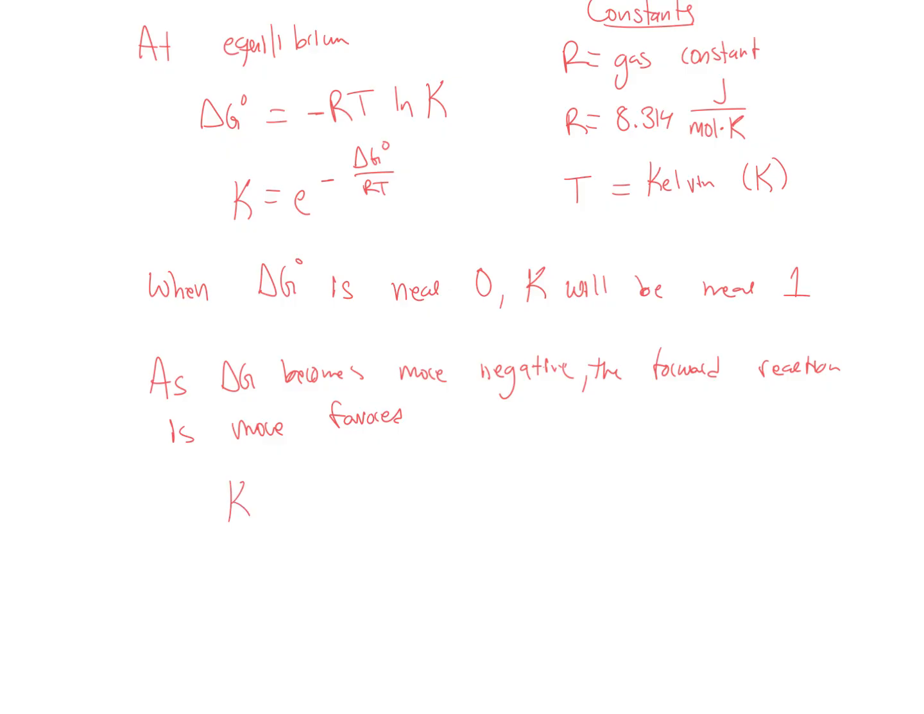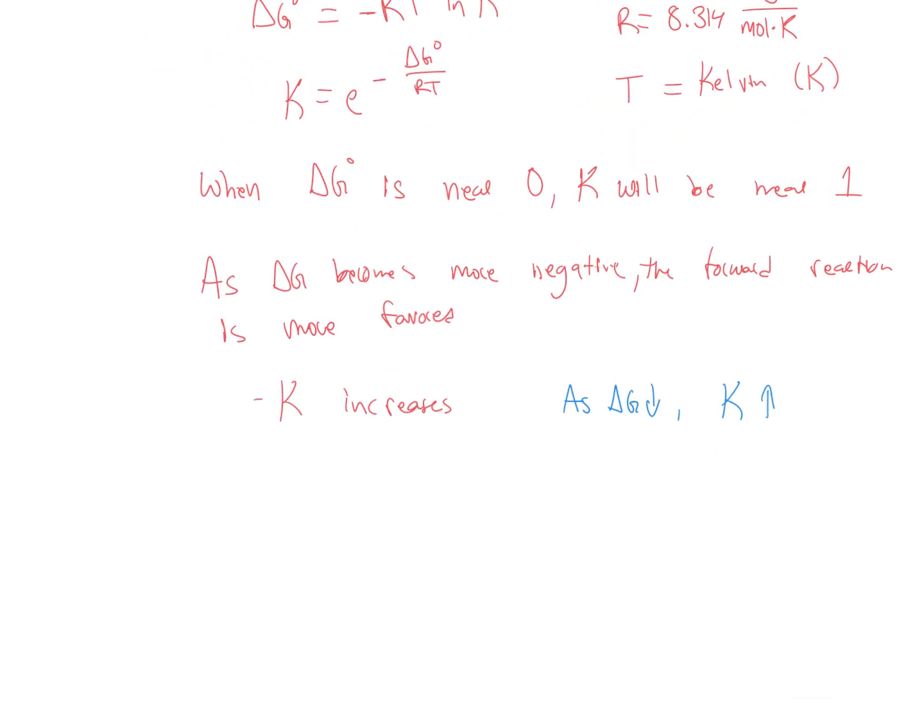Which means K increases. So the relationship here is that as delta G goes down, K goes up. Therefore, as delta G goes up, K will go down. And so in a way, they are opposites of each other. As delta G goes down, K goes up. As delta G goes up, K goes down. But it means the same thing.